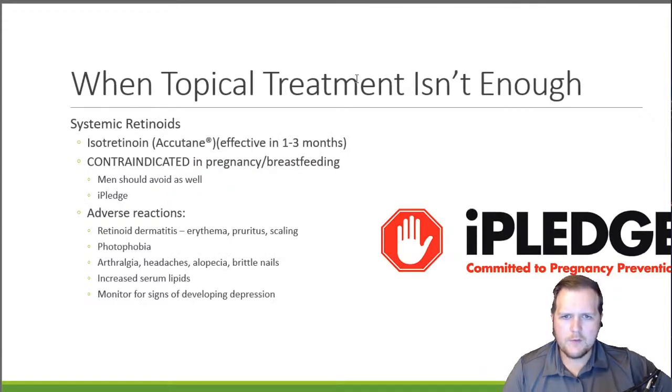Now, what do you do when topical treatment isn't enough? This is where you can get into oral therapy for acne. And so the first thing you're going to see here is our systemic retinoids. So kind of switching over from something like topical tretinoin over to isotretinoin, which is used orally. You can see here this one's effective in about 1 to 3 months.